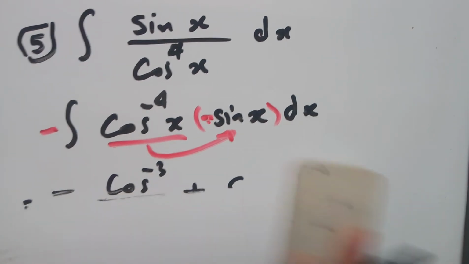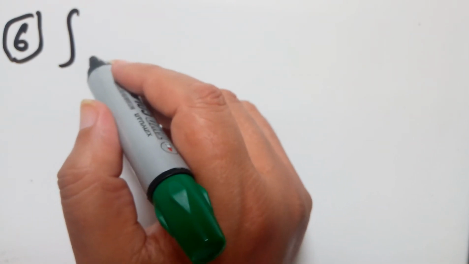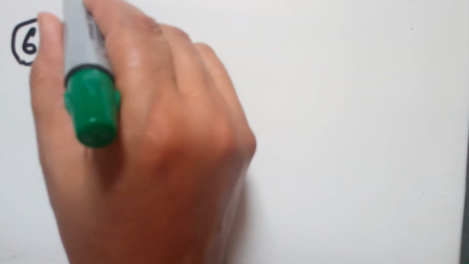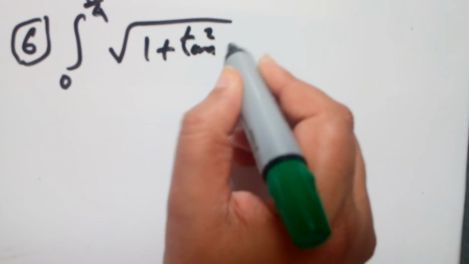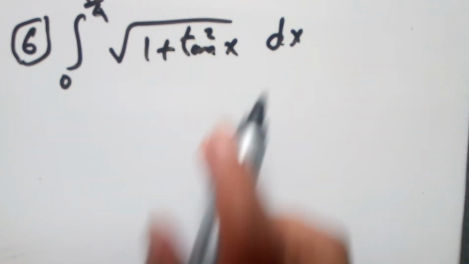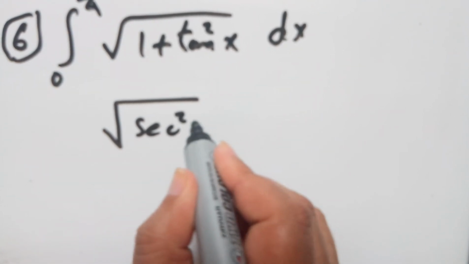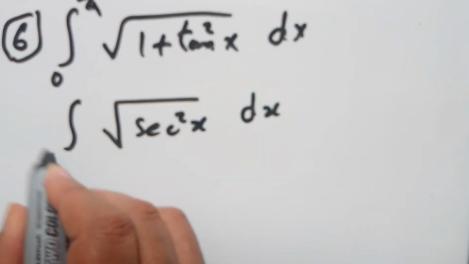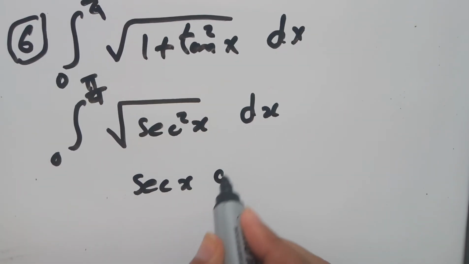Okay, number 6. Integrate from 0 to pi over 4 radical 1 plus tangent square x with respect to x. 1 plus tangent square, this is an identity which is equal to secant square. Then from 0 to pi over 4, the radical of secant square is secant x with respect to x.